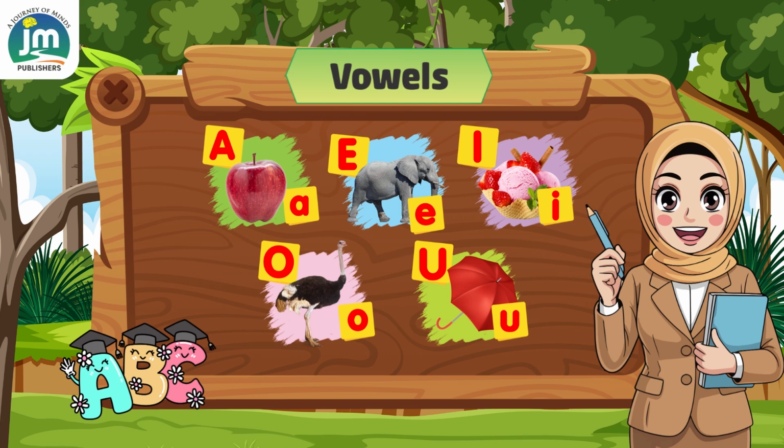Look here, students. A for apple. E for elephant. I for ice cream. O for ostrich. And U for umbrella.